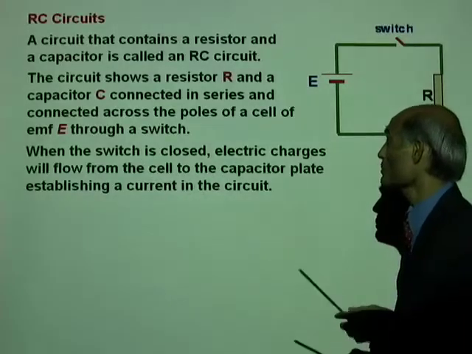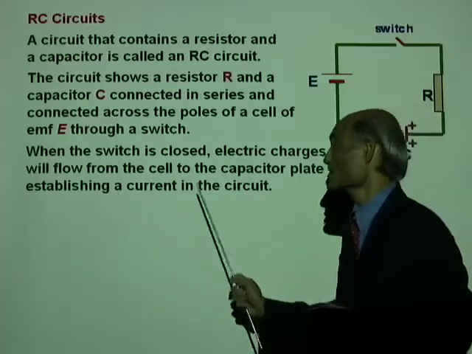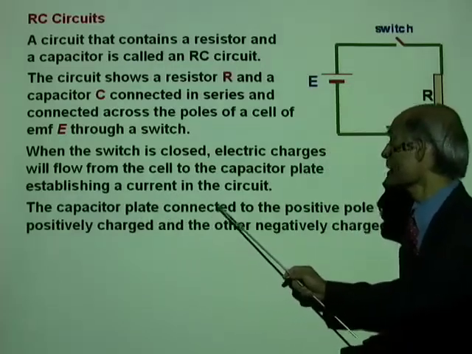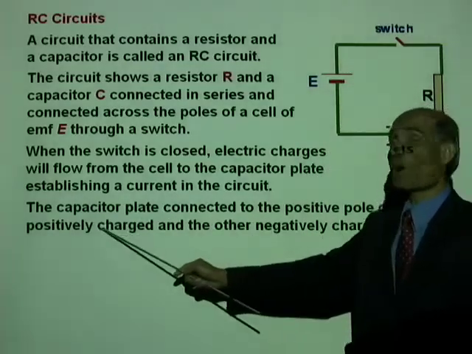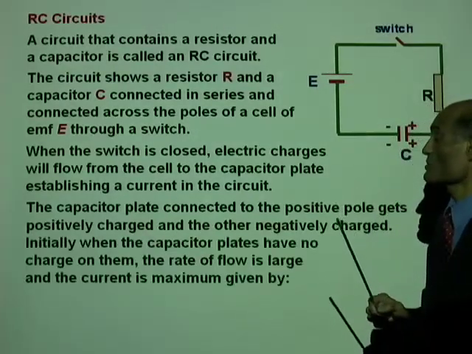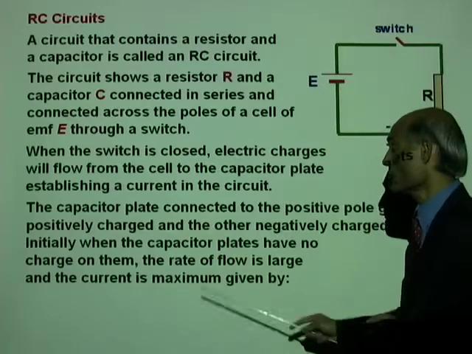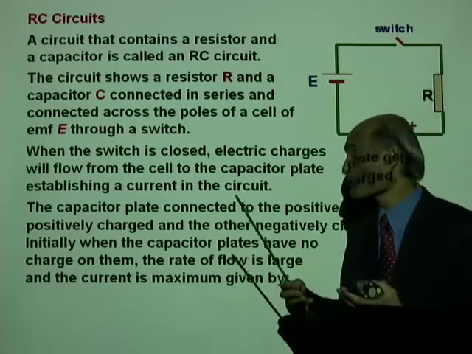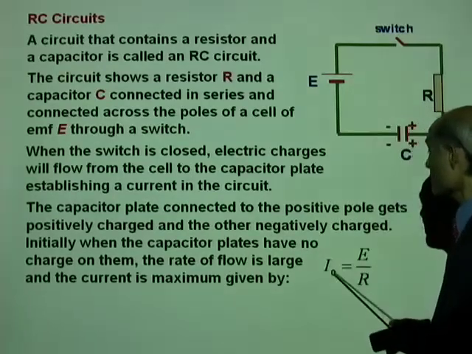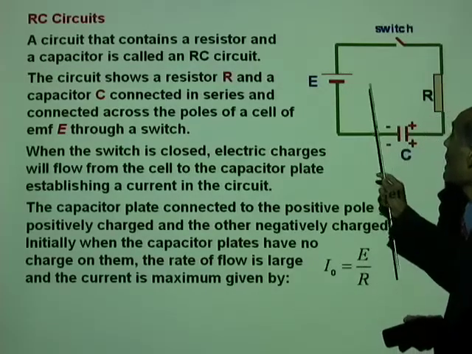So when the switch is closed, electric charges will flow from the cell to the capacitor plate, establishing a current in the circuit. The capacitor plate connected to the positive pole gets positively charged, and of course the other will then get negatively charged. Initially, when the capacitor plates have no charge on them, the rate of flow of charges will be large and the current is maximum, and the current then will be given by this. This is the maximum current, I0 equal to E over R.